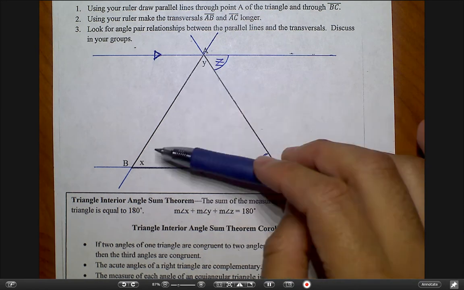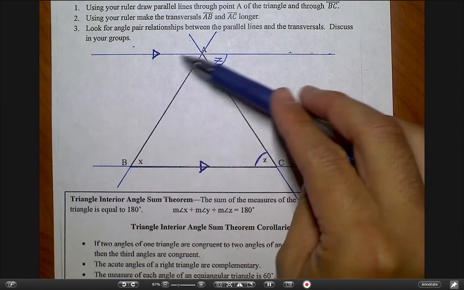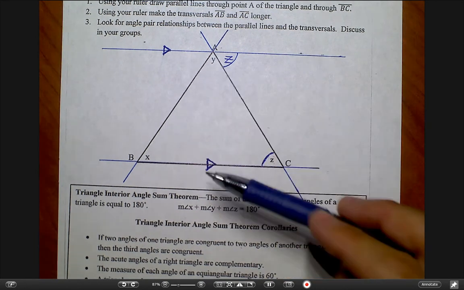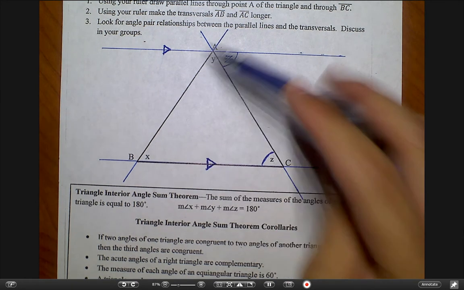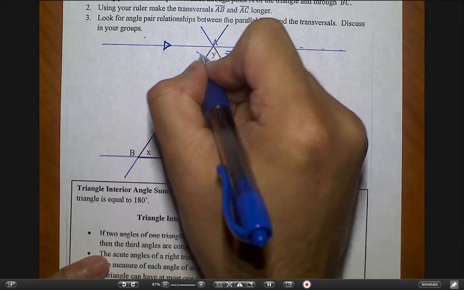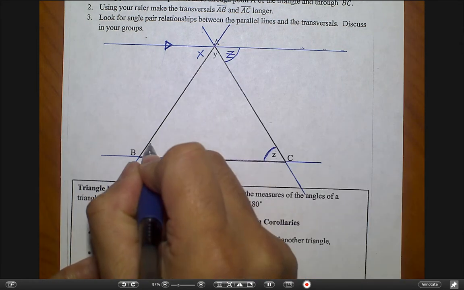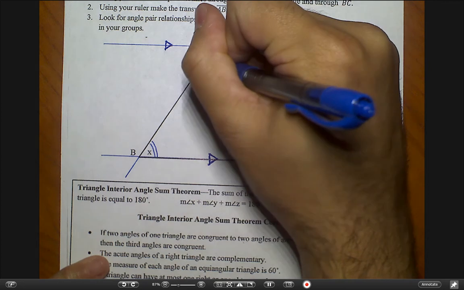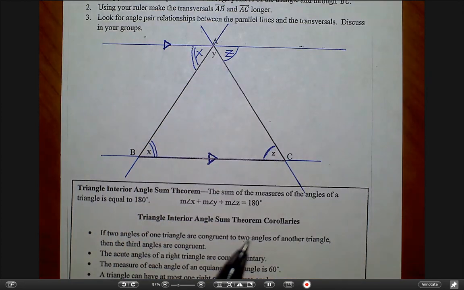All right, so now let's do the same thing on the other side of the triangle over here. Right here, again, we have alternate interior angles, right? So if this is X, then this one up here is X, very good. And the alternate interior angles are congruent. So this one is single marks. This one is a double and a double. So those ones right there are going to be congruent to each other.